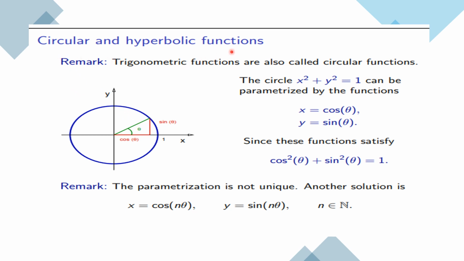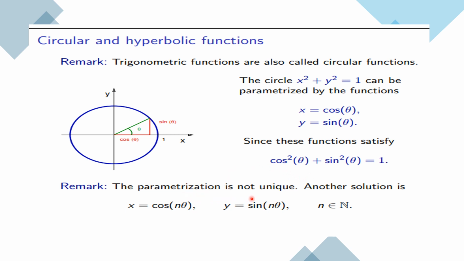Circular and hyperbolic functions. Trigonometric functions are also called circular functions because they satisfy this circle equation, x squared plus y squared is equal to 1. We replace x with cos theta and y with sin theta. Then you will see cos squared theta plus sin squared theta is equal to 1, since these two functions satisfy the equation of a circle with center at the origin and radius 1.